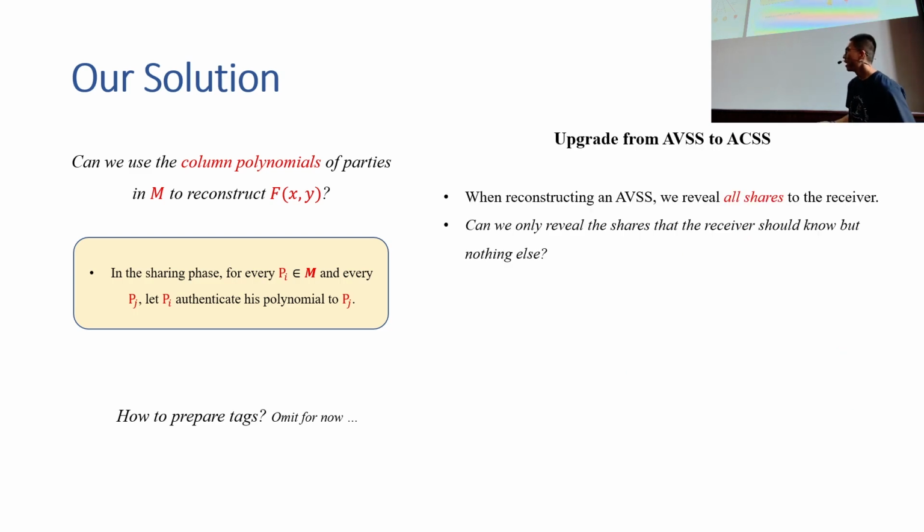Actually, the authentication tag is much more useful than just doing the reconstruction. We can upgrade from AVSS, which only ensures reconstruction, to ACSS, which ensures that all honest parties can obtain their shares. The issue with AVSS is that when we do the reconstruction, we actually reconstruct the whole polynomial, so you know every party's shares. But if you want to achieve ACSS, we just want you to learn the shares you should learn.